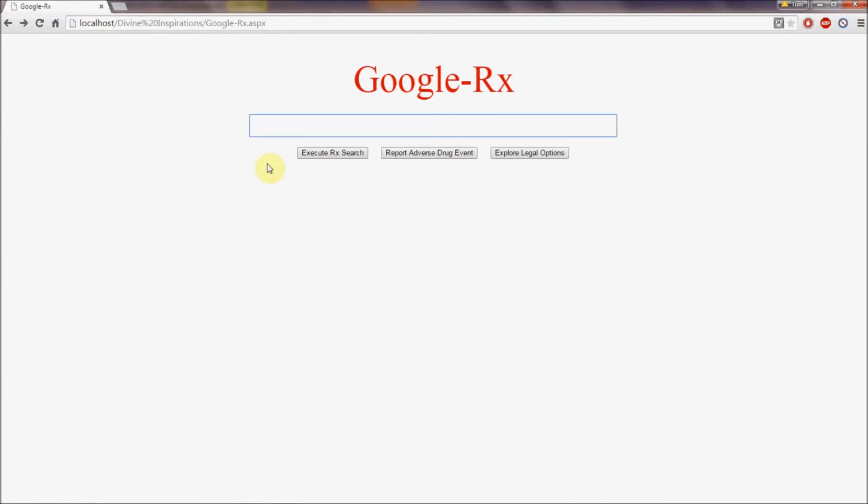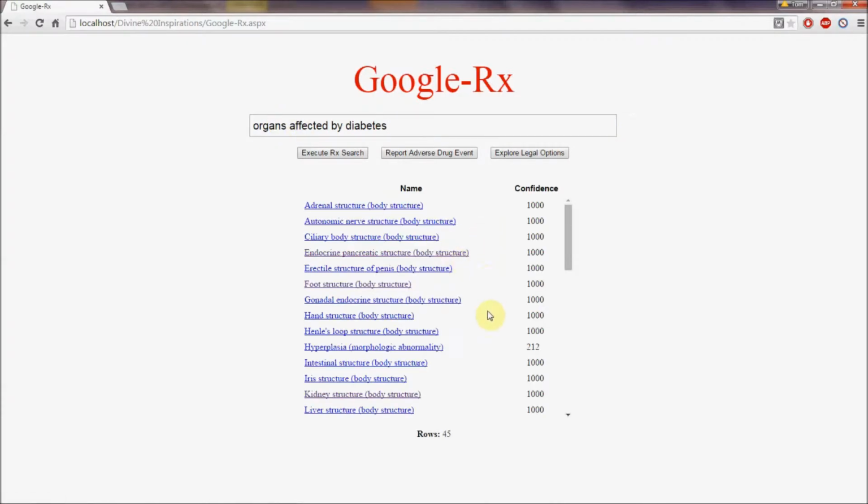Let's go back to talking about diabetes. GoogleRx can be used to explore body organs affected by diabetes. This can be accomplished by typing in the following. Organs affected by diabetes. In looking through the list, we see a number of body structures. We see kidney structure.